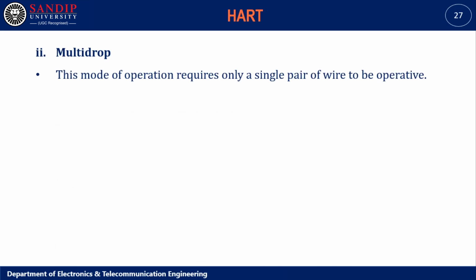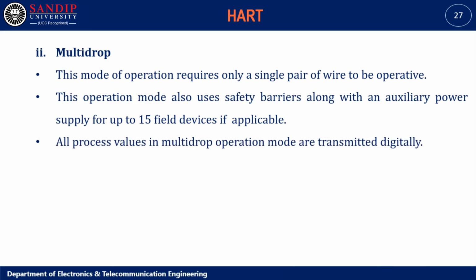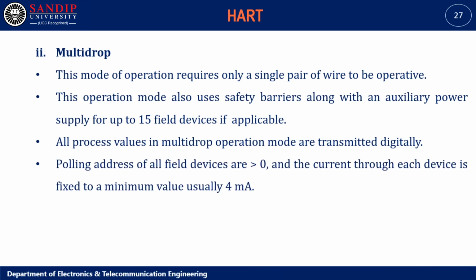Multi-drop. This mode of operation requires only a single pair of wires to be operative. This operation mode also uses safety barriers along with an auxiliary power supply for up to 15 field devices if applicable. All process values in multi-drop operation mode are transmitted digitally. Polling addresses of all field devices are greater than 0 and the current through each device is fixed to a minimum value, usually 4 mA.